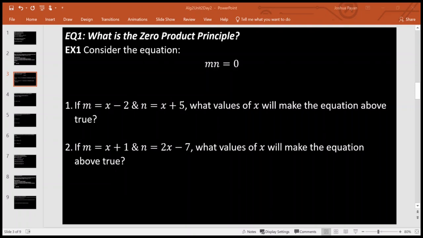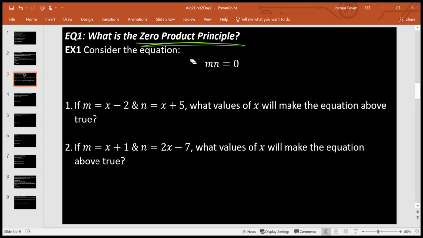Okay, so this video is going to be briefly talking about what we call the zero product principle. All that is, is that if I have any number multiplied by zero, then I'm going to get zero. So for example, if I say m equals zero, then zero times n, it doesn't matter what n is, we're still going to get zero as our product.